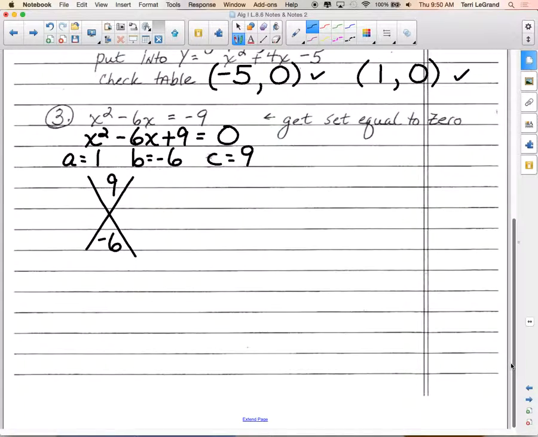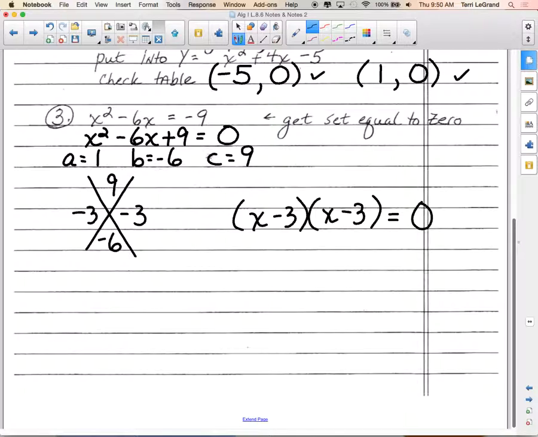And what are our two numbers there? Negative 3 and negative 3, okay. So then that makes our new name x minus 3 squared, which is also the same as x minus 3 times x minus 3, right? Yep.